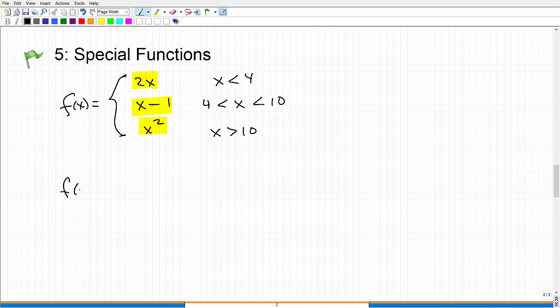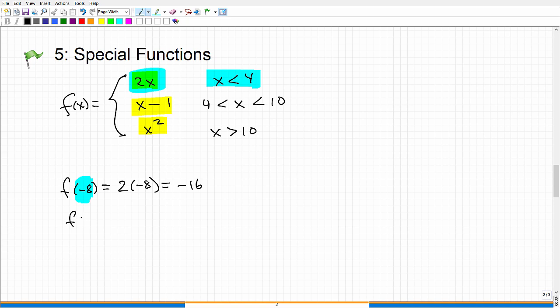So if I want to find f of -8, okay, I have 3 rules I can choose from. However, the rule that I need to use, because I'm trying to plug in -8, I have to look at where -8 is in terms of these particular inequalities. So -8 is a number less than 4, okay? So because -8 is a number less than 4, I use this rule. So therefore, f of -8 will be 2 times -8, or -16.